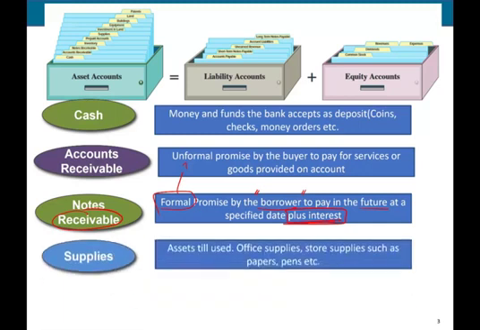Well, supplies are assets. Why? Because we can use them to run the business. They give us future use. Office supplies, store supplies, papers, pens, etc. Now we have to understand that supplies will get used up. So eventually we're going to see later on that supplies will go down and supplies will turn into supplies expense once we use them.